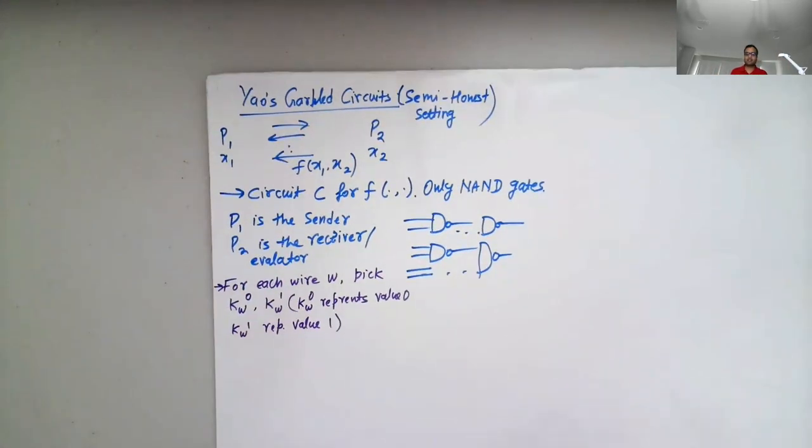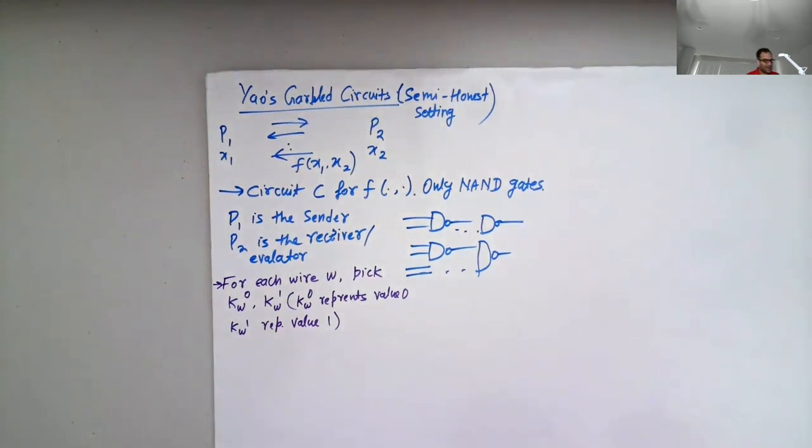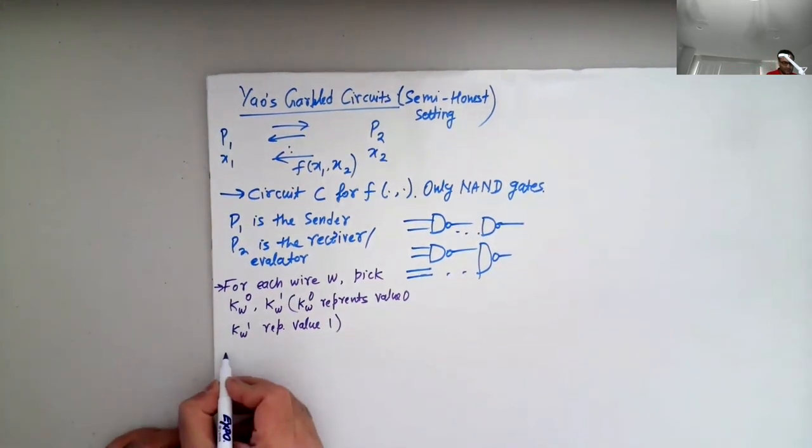Whenever you are evaluating a circuit, you start with some input, you go through the whole circuit. Every wire will either turn out to be zero or will turn out to be one. So here, KW0 represents the value on that wire being zero. KW1 represents the value on that wire being one.